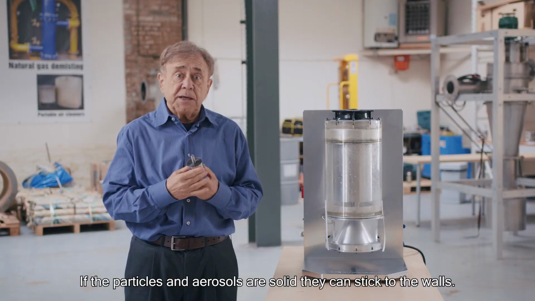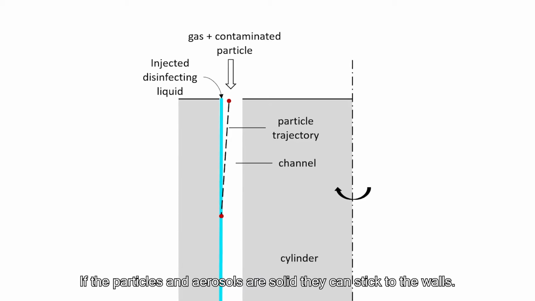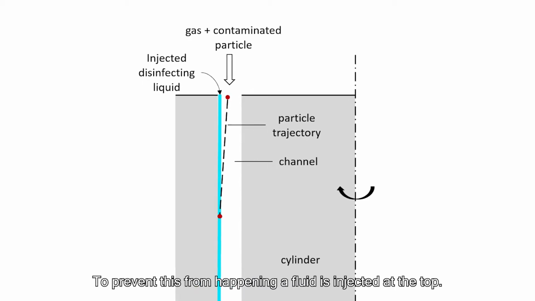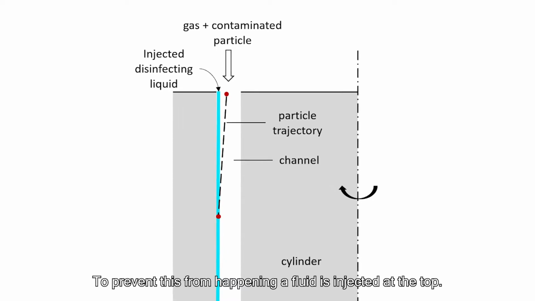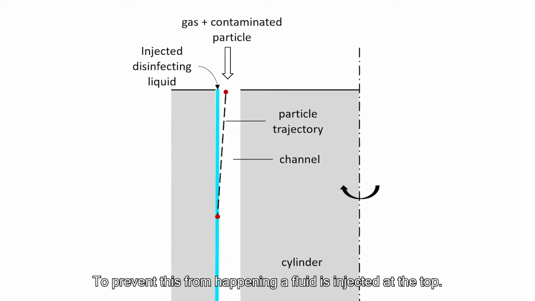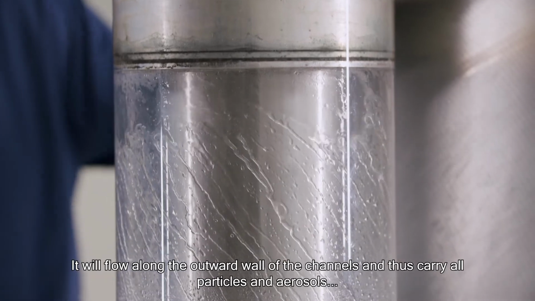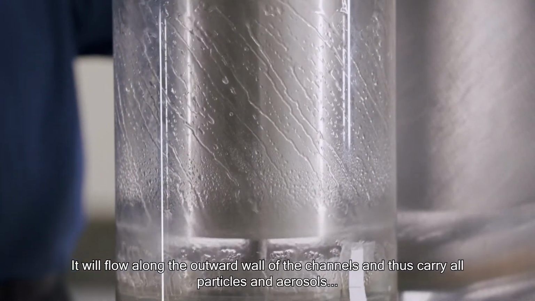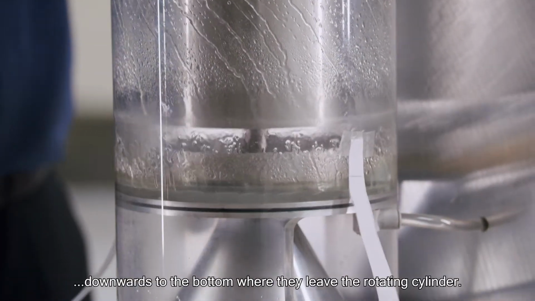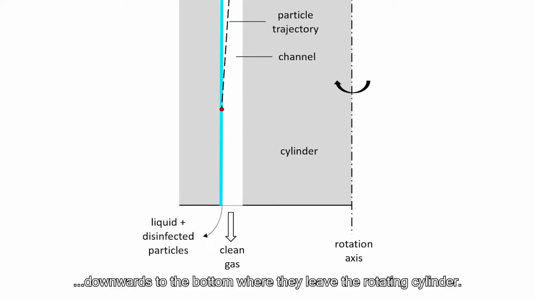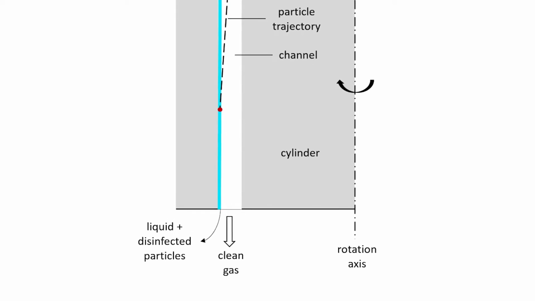If the particles and aerosols are solid, they can stick to the walls. To prevent this from happening, a fluid is injected at the top. It will flow along the outward wall of the channels and thus carry all particles and aerosols downwards to the bottom where they leave the rotating cylinder.